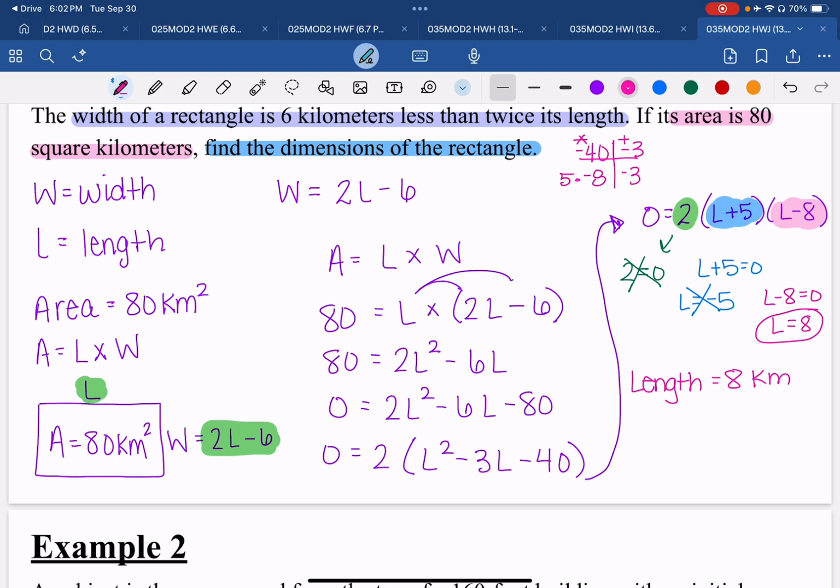But I need to know the dimensions, which means I also need to find the width. Well, in the problem, it told me the width was 6 kilometers less than twice the length. And I also wrote that equation. So if I know that the length is 8, I can solve for my width. The width is 2 times 8 minus 6. So the width is going to be 10. So that means my width is 10 kilometers.